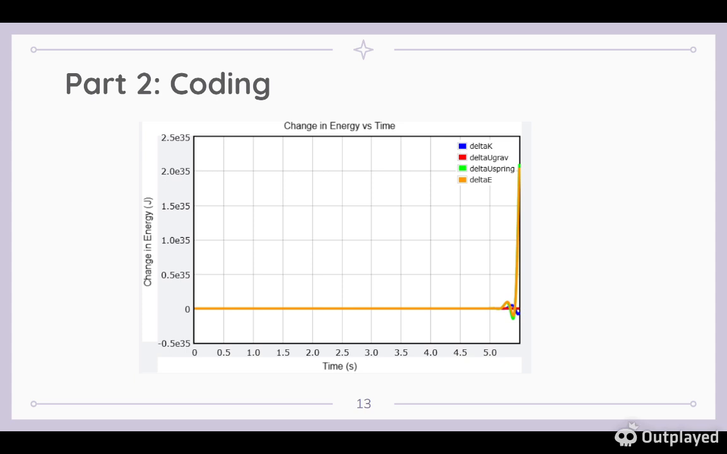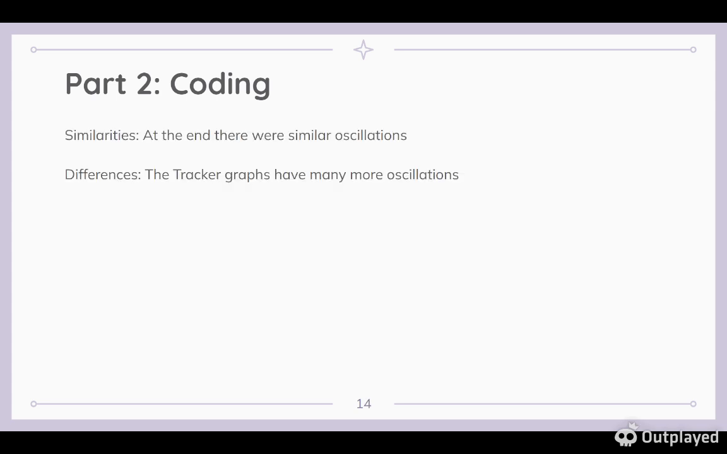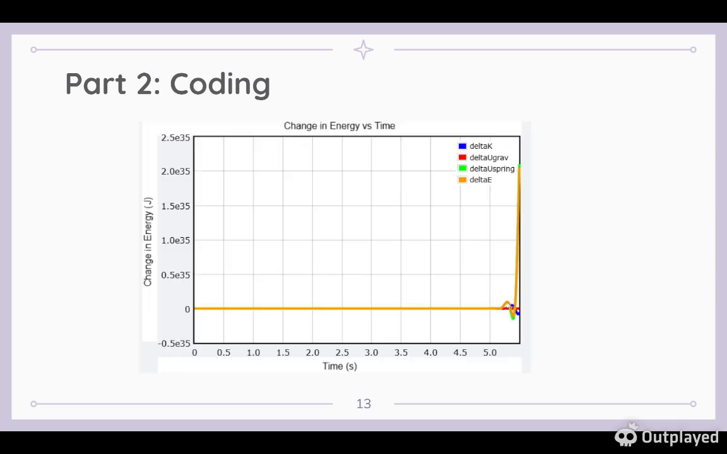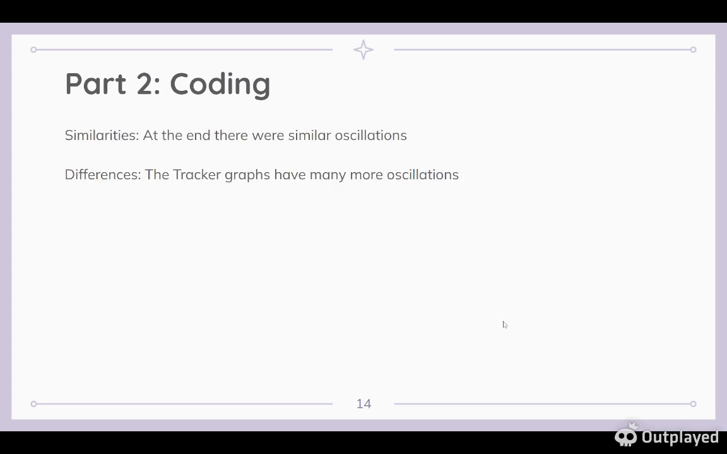And then the actual code itself gave me this graph, which I know is very wrong. Similarities at the end, there were similar oscillations over here. This is kind of what I'm referring to. And the difference is that Tracker had many more oscillations.